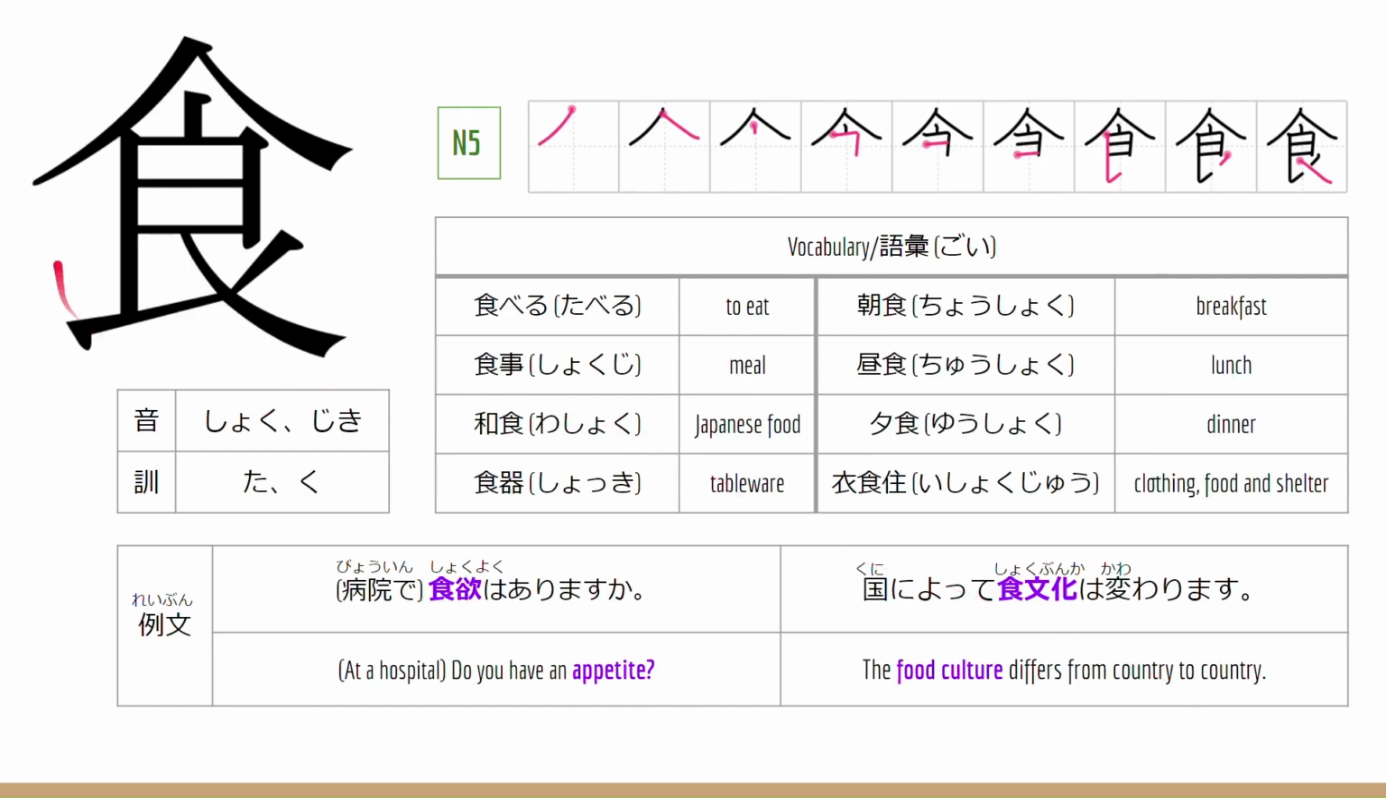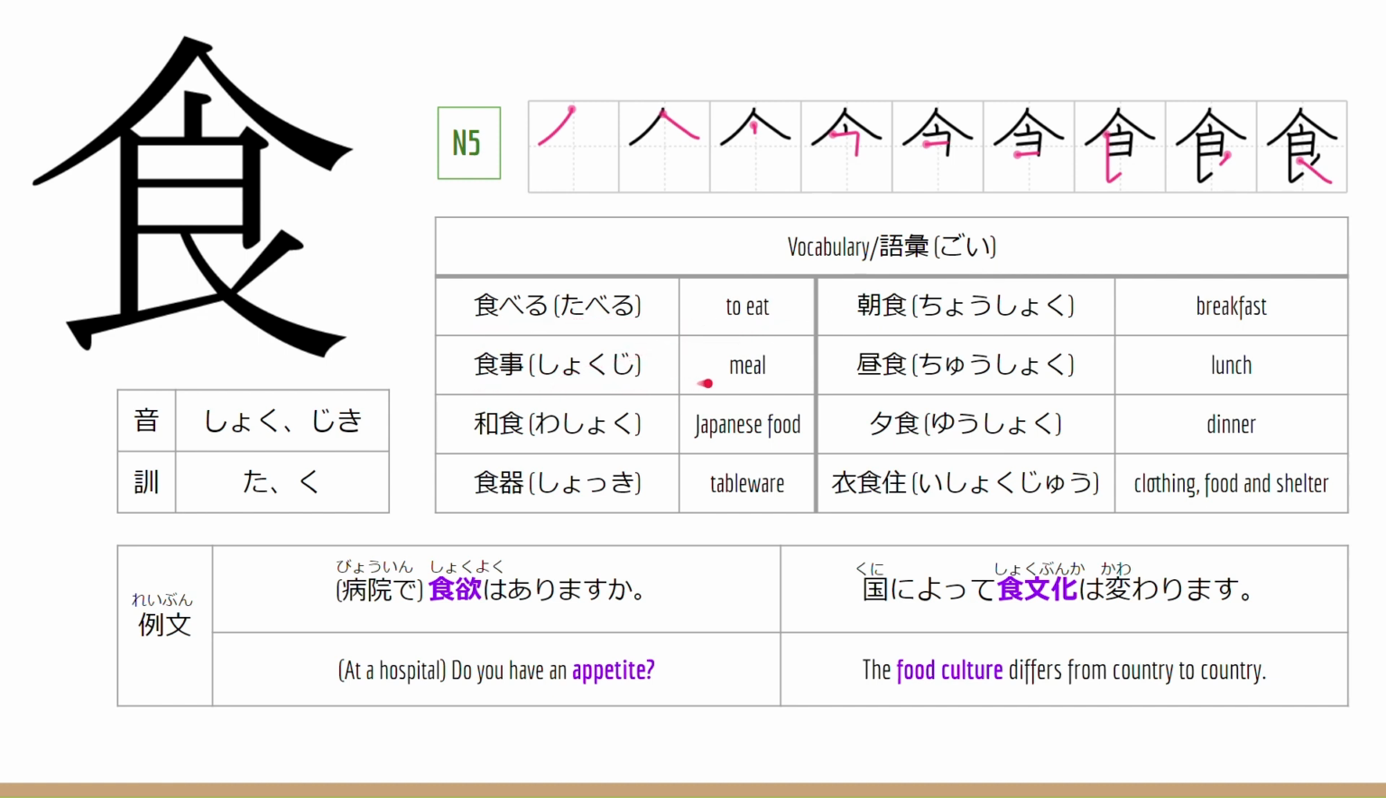This is the kanji 食. This is a stroke order for this kanji. Now let's go into the onyomi and kunyomi of this kanji. The onyomi is shoku or jiki. And the kunyomi is ta or ku. Now let's go into the vocabulary or 語彙。食べる、This means to eat.